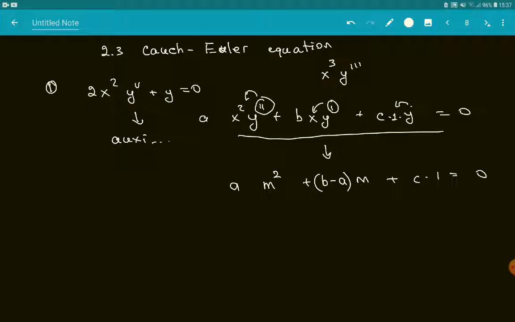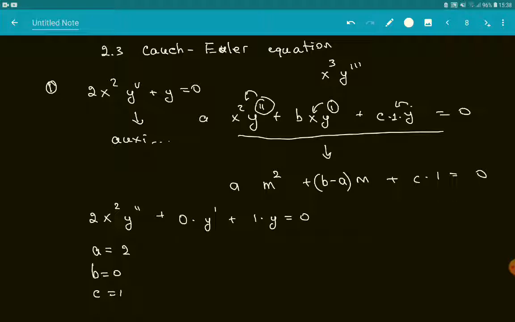Let's put it back in our question. I'll write our question a bit longer. It was given, but there is definitely a 0 multiplied by y prime, and 1 multiplied by y is equal to 0. By looking at this question, we can see that a is equal to 2, b is equal to 0, and c is equal to 1.